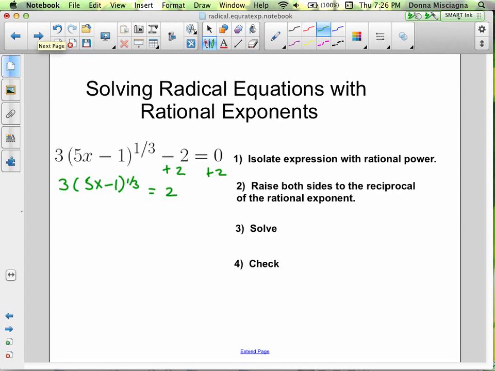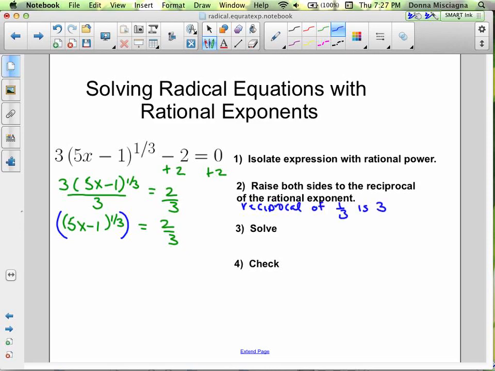Now we'll divide both sides by 3. So we have (5x minus 1) to the 1/3 power equals 2/3. And now to save ourselves a little space, instead of writing this again and raising it to the power, I'm just going to raise it to the power right now. We know the reciprocal, because we just did this on the last problem, the reciprocal of 1/3 is 3. And we don't really need the 1 in the denominator there. So we're going to raise that to the 3rd power. If we do it to one side, we've got to do it to the other. So we're going to raise that to the 3rd power.